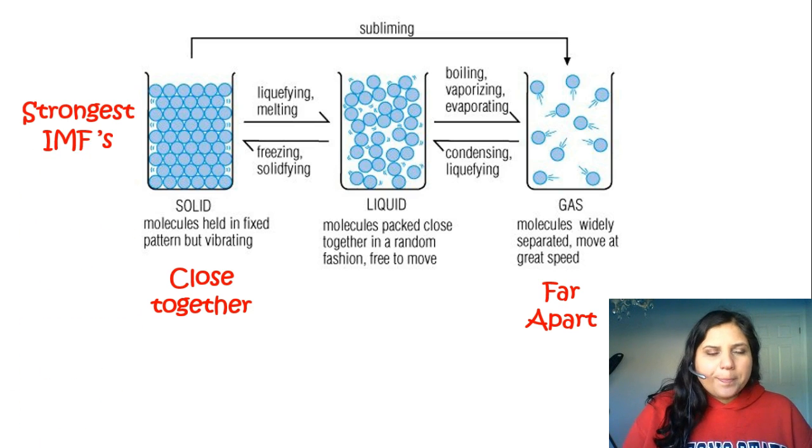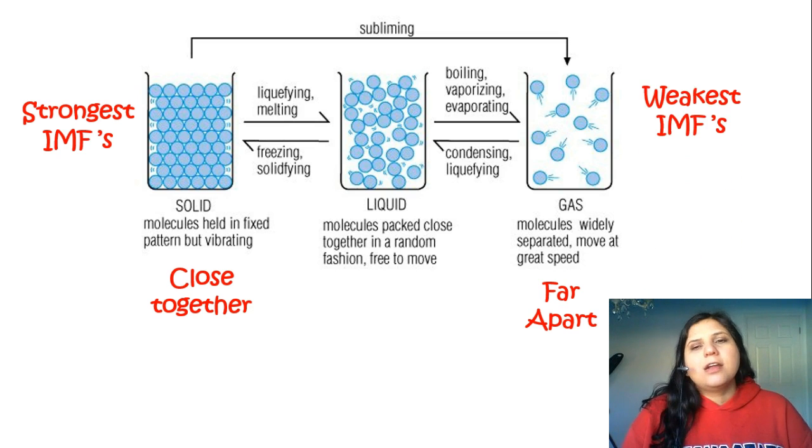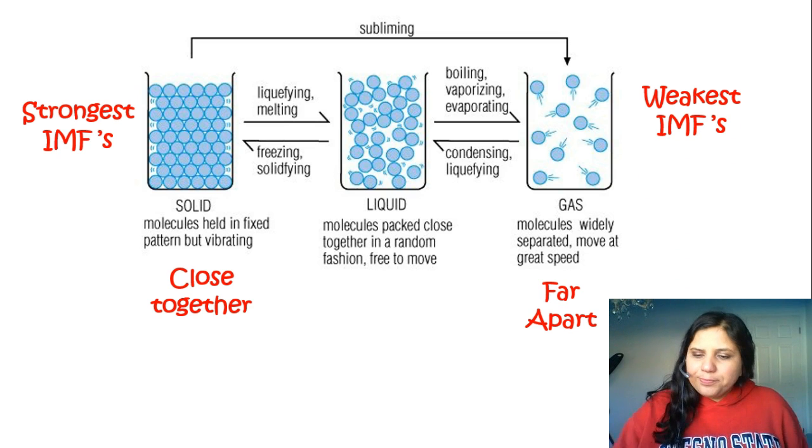Now, intermolecular forces in a solid are really strong, which keeps them close together since they're attracted to each other, whereas intermolecular forces in a gas are very weak, and therefore it doesn't hold them close together. It actually allows them to spread out.